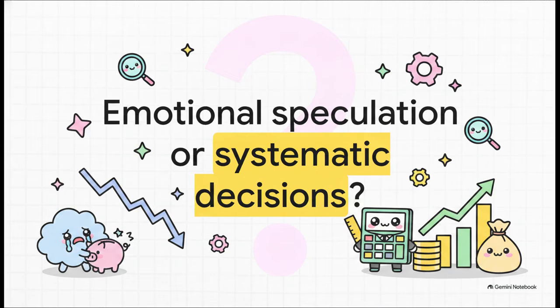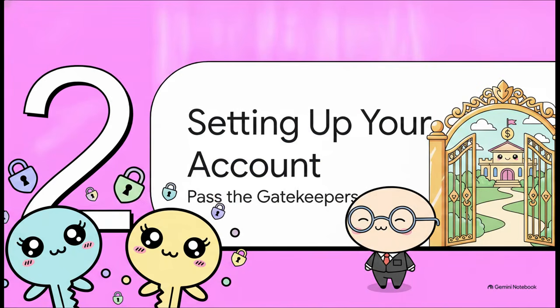To pull that off, you need to deeply understand order execution and liquidity pools. You absolutely have to rely on a systematic approach because, trust me, the market does not care about your gut feelings. Which brings us directly to Section 2, setting up your account and getting past the gatekeepers.